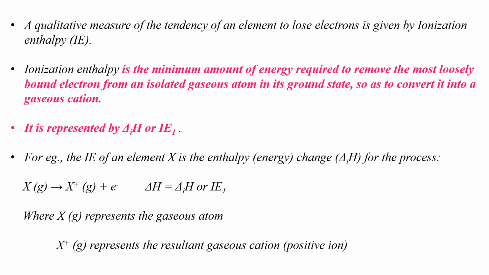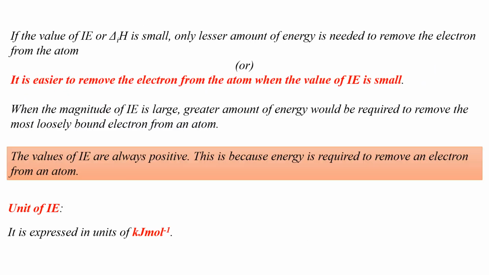When an electron is removed from X in its ground state, it results in the formation of X plus, a positive gaseous cation. Here the enthalpy change delta H is given by delta IH or IE1. Here X gas represents the gaseous atom and X plus gas represents the resultant gaseous cation. It is the positive ion.